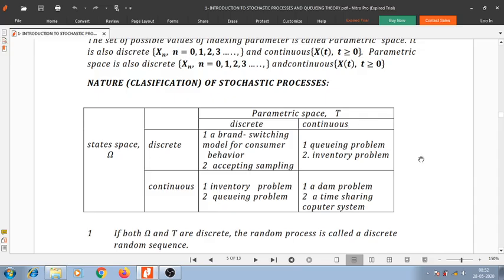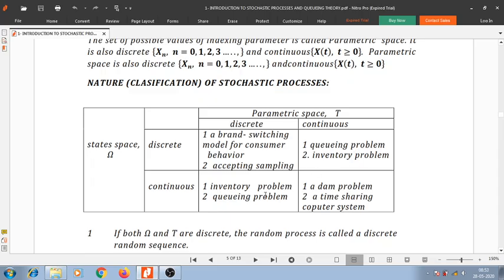In this domain, our interest is queuing problems and inventory problems. The arrivals entering the system occur in discrete time periods. We provide the service to each and every arrival in a continuous manner. So the parametric space is continuous, the arrival is discrete, right? So this domain is our interest.